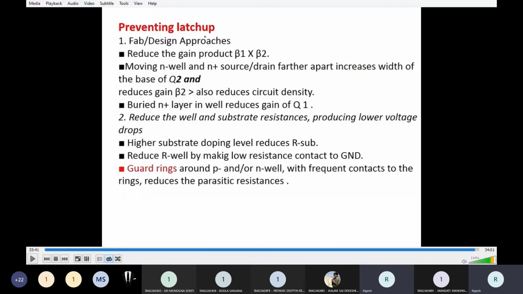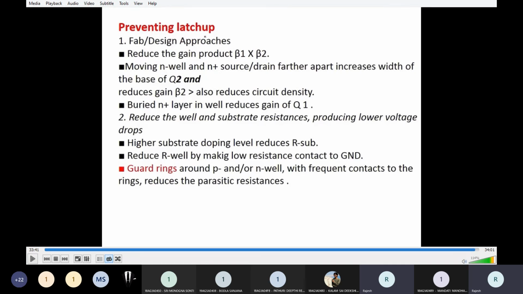So for reducing the latch up problem, we have some design approaches. The first one is the fab and design approach, where you have to reduce the gain product and control the N-well and N plus source drain regions. You have to keep them apart. You have to reduce the well and substrate resistance, for lower voltage drop, with higher substrate doping levels and higher R well. You have to create a low resistance contact to ground. Also use guard rings around the N-well and P-well. This reduces the parasitic resistances formed in the wells.